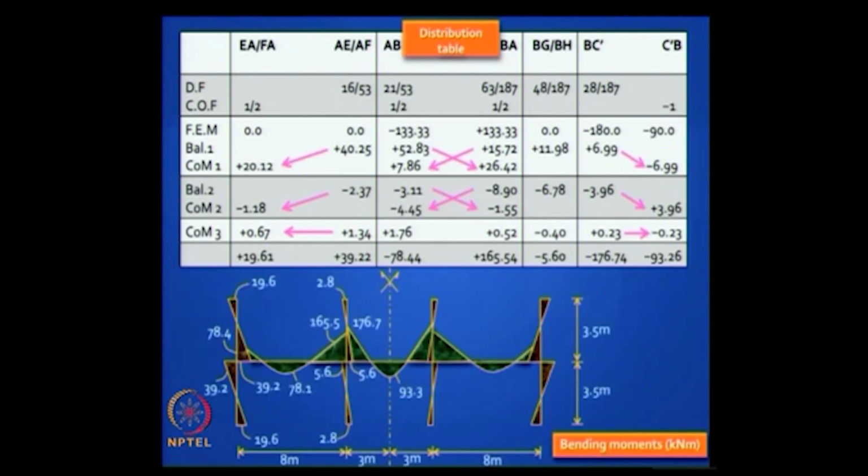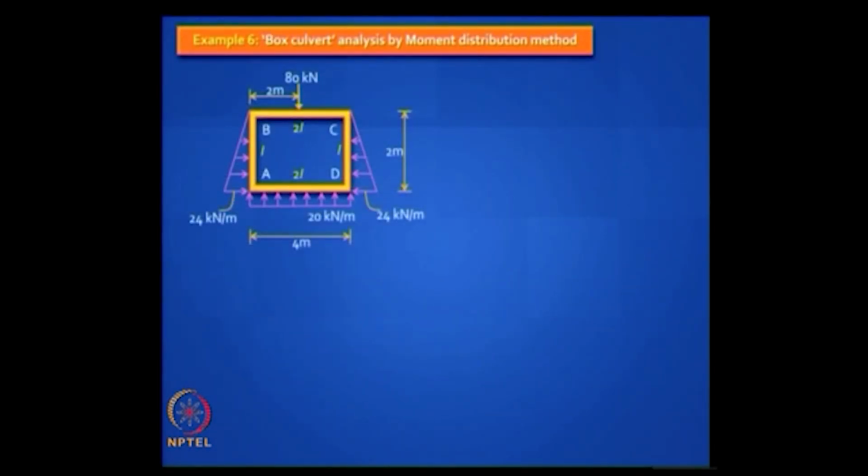Then you can draw your free bodies and bending moment diagram. This is just a demonstration of how moment distribution method was widely used to design buildings till about the 1980s or 1985, very common. Today we do not do it because we got nice softwares which do it automatically for us. What is this structure that you see here?